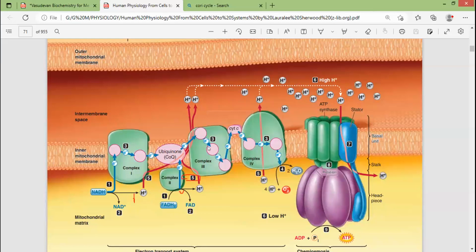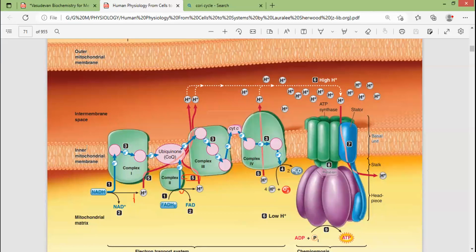So at this one written number 3, complex 3, this is where oxygen becomes essential. Oxygen becomes essential at this time, because note that at the very end, oxygen will act as an electron acceptor. Oxygen will accept all these electrons.